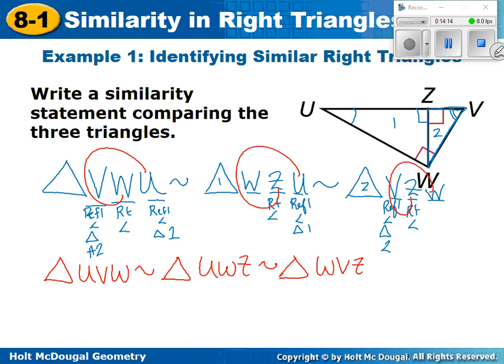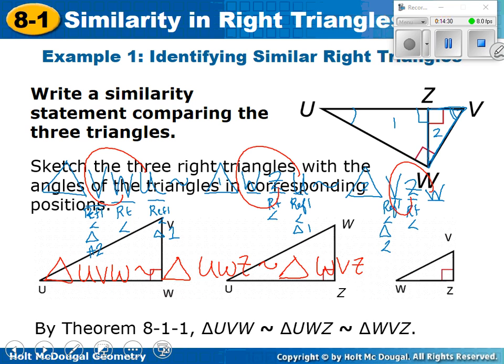Does that make sense? Somebody name it a different way than Devin or Lily? Questions now on how we got this? Anybody confused? Okay. To me, that's one of the hardest things you have to be able to do is match them up. Again, visually, you can redraw the pictures if that helps you better. So you can redraw them and then write your similarity statement.